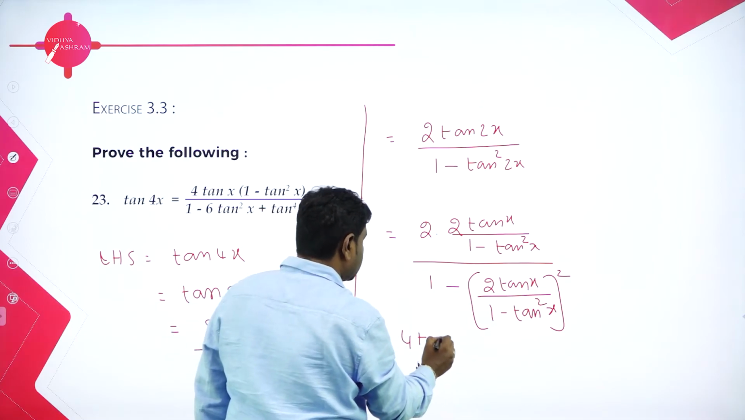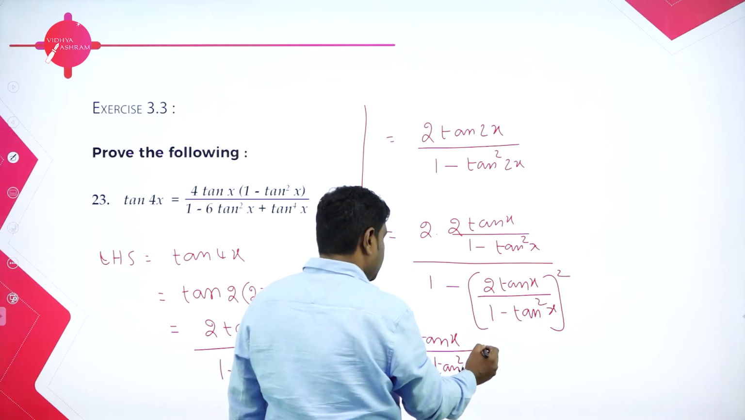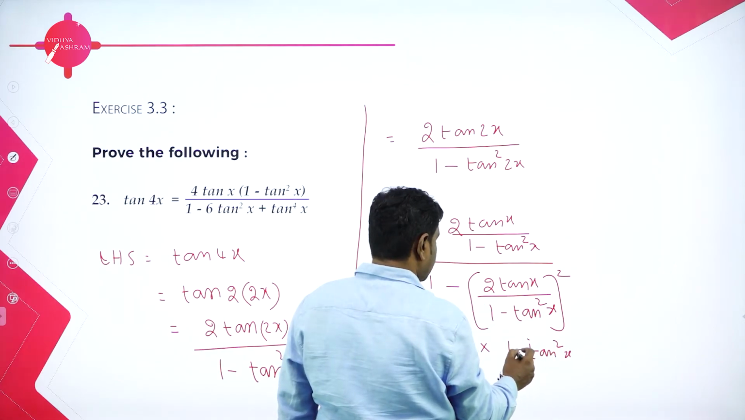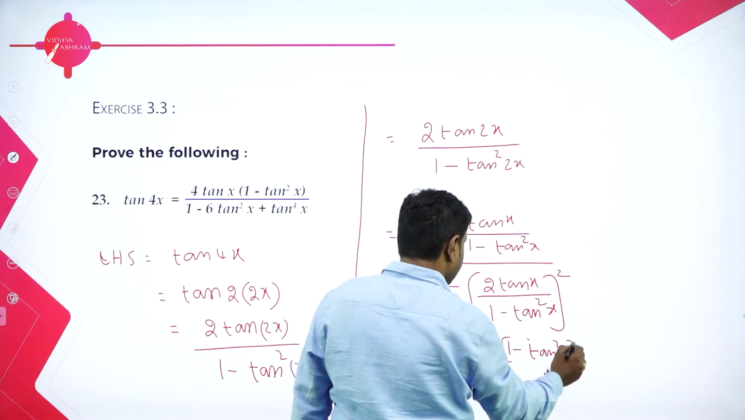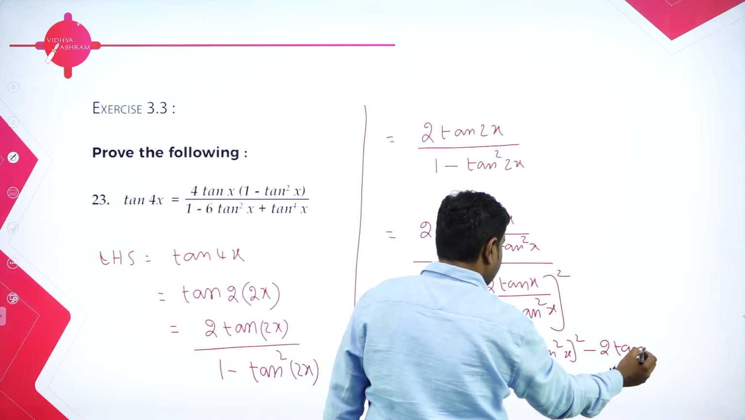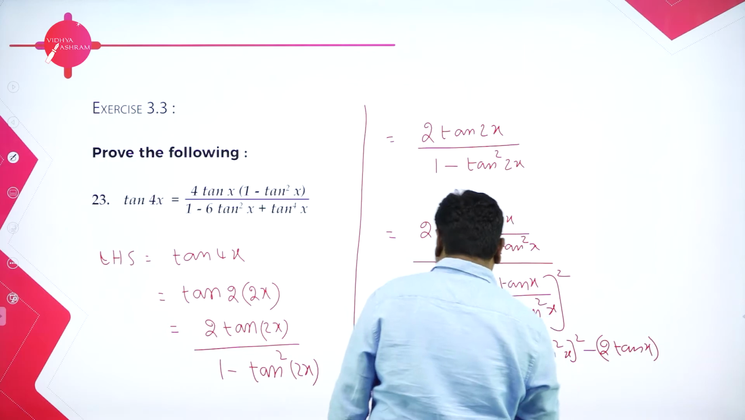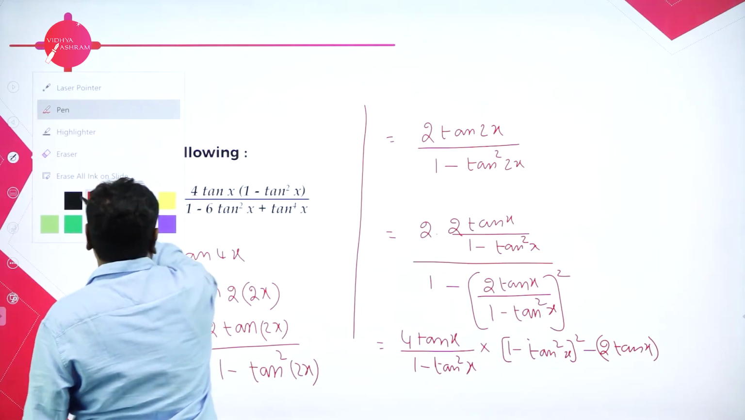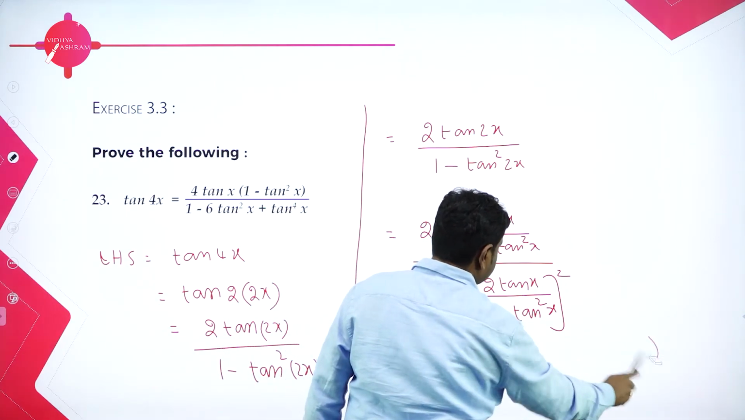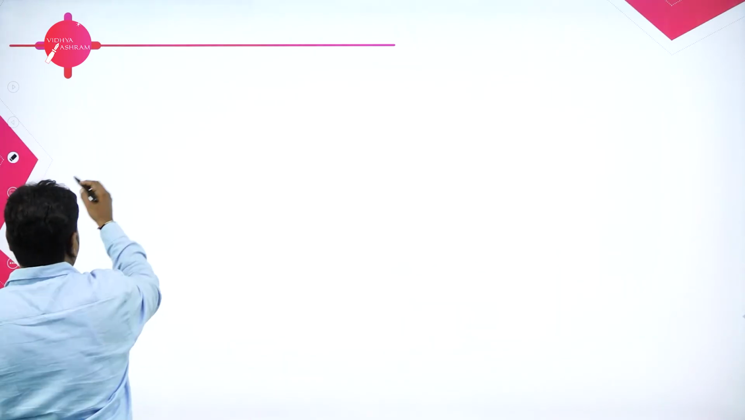Numerator 2 to the 4 tan x divided by 1 minus tan square x into, it will become 1 minus tan square x. If you take LCM, it will become 1 minus tan square x the whole square. This minus 2 tan x the whole square, or we'll take one more step to simplify this. So, I'll go to the next slide to write this.